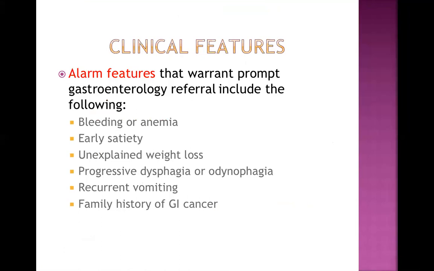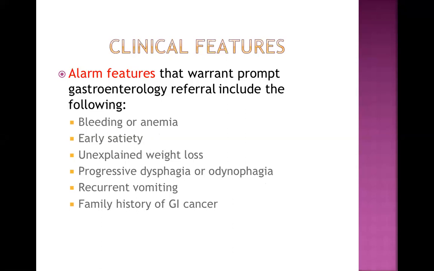Now, what are the alarming features of peptic ulcer disease? Alarming features warrant prompt gastroenterology referral, and they include the following: 1. Bleeding or anemia. 2nd, early satiety. 3rd, unexplained weight loss. 4th, progressive dysphagia or odynophagia, recurrent vomiting, and family history of GI cancer. Okay, so I'll explain all these things one after the other.